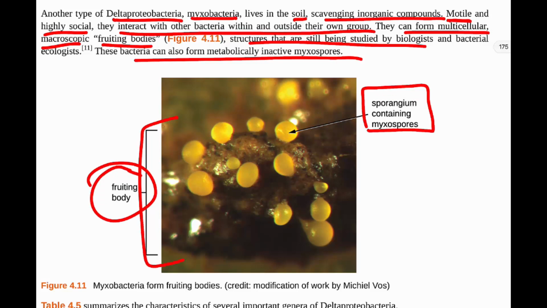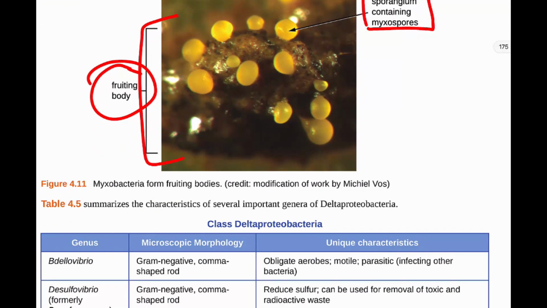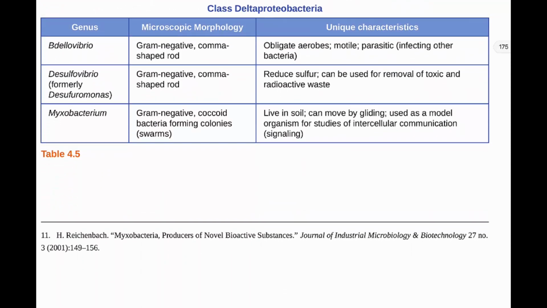So here, remember the Delta Proteobacteria is a small group. We have the different types here that we talked about, and you should be familiar with those. And then we're going to move on to our Epsilon Proteobacteria.